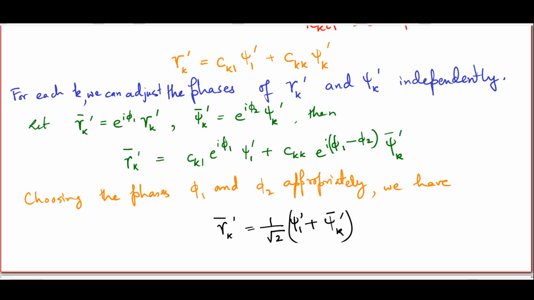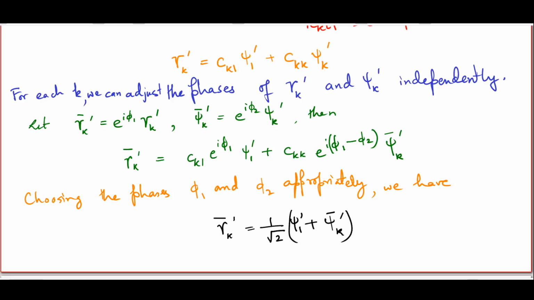By the way, you could also have chosen minus 1 by root 2 for that case. We are choosing the phases in such a way that the resulting products become plus 1 by root 2 for each. That's just a convention we are following. And if that happens, then we get upsilon bar prime k equals 1 by root 2 times psi prime 1 plus psi bar prime k.